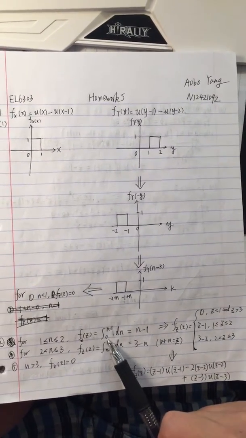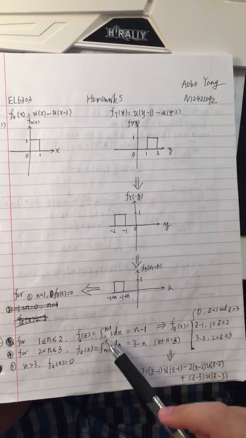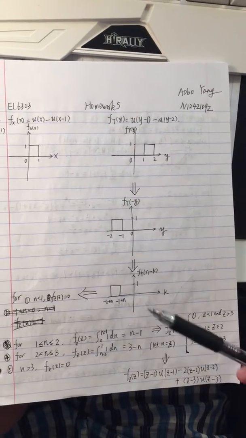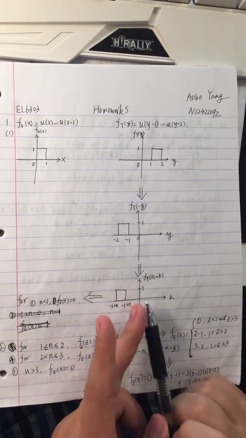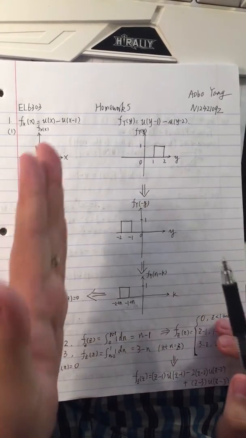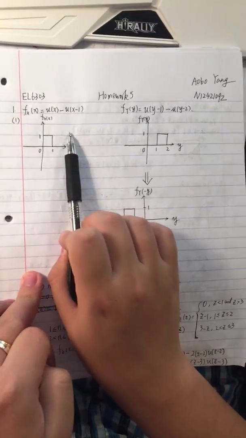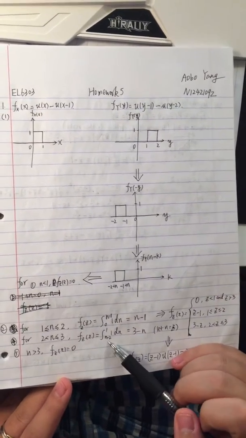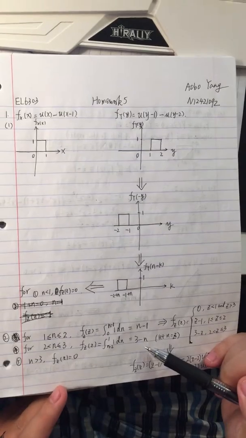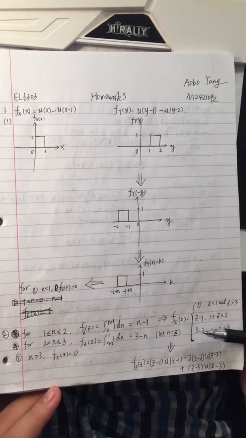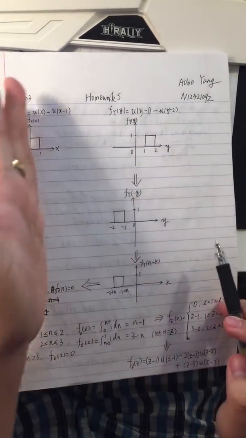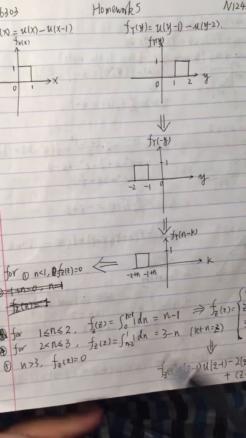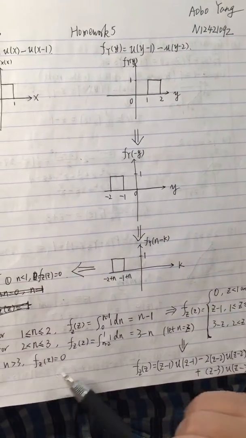So we can easily find that from 1 to 2, fz is the integral from 0 to n minus 1, and the area is n minus 1. After that, it moves from here to there, and we can get from 2 to 3. We do the integral from n minus 2 to 1, and we get 3 minus n. After that, it moves out, so for n more than 3 there is no area, and fz is equal to 0.